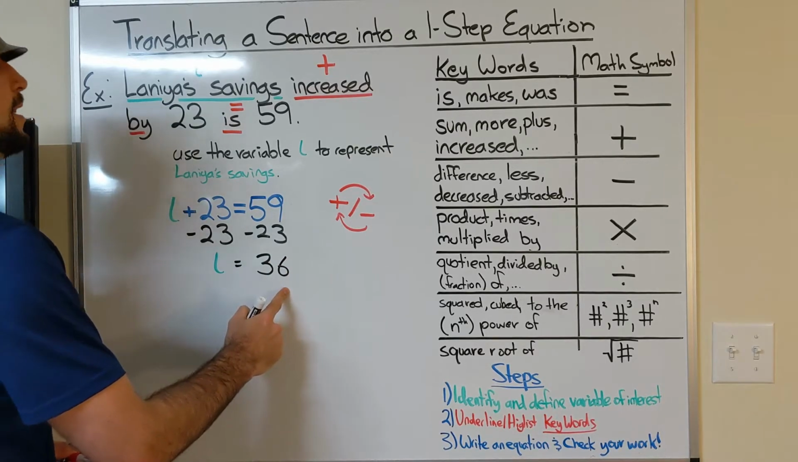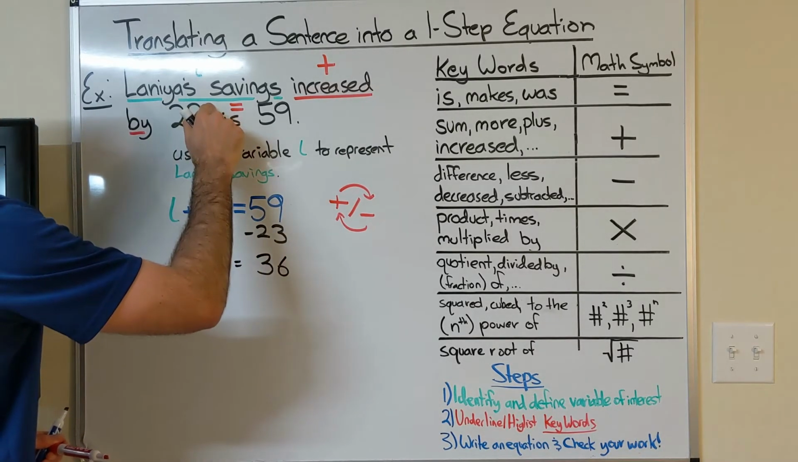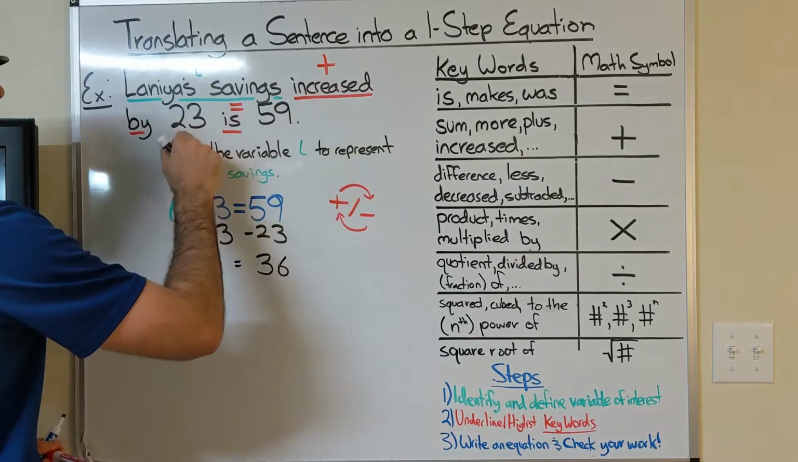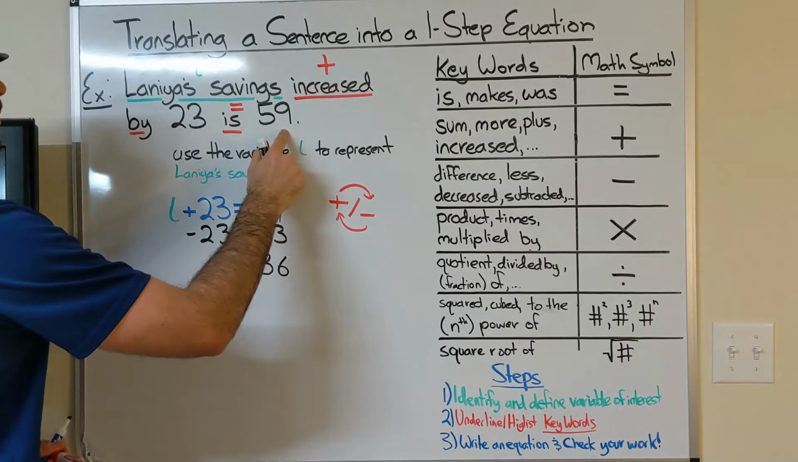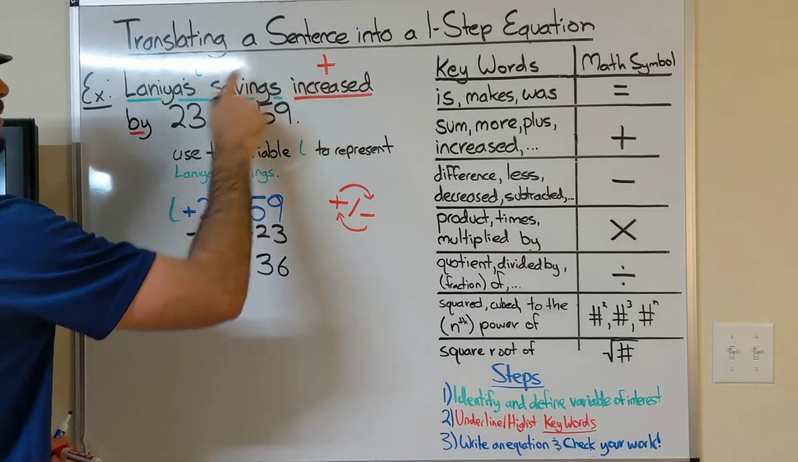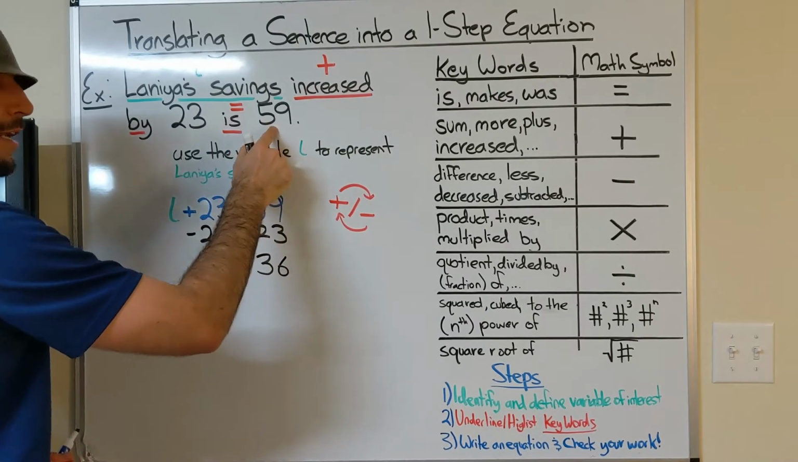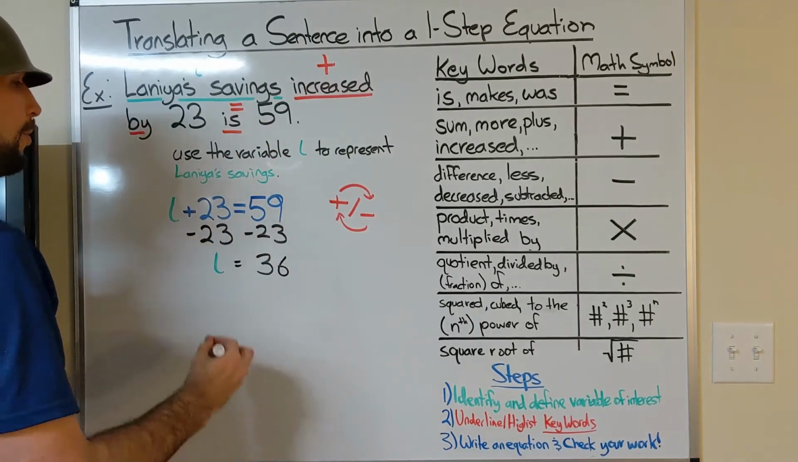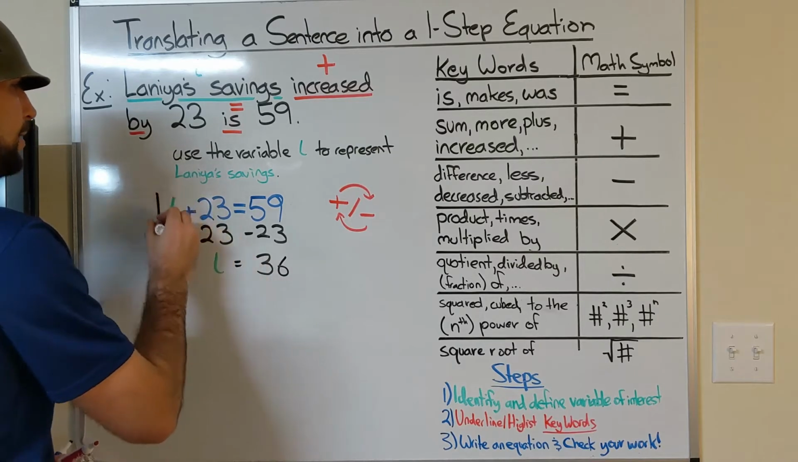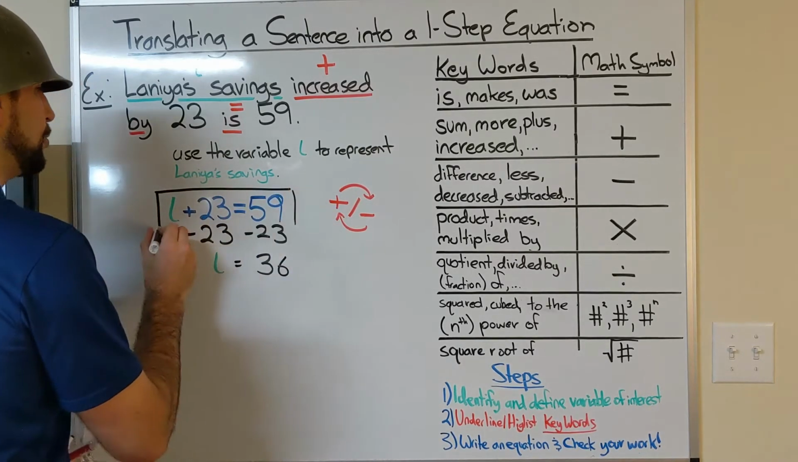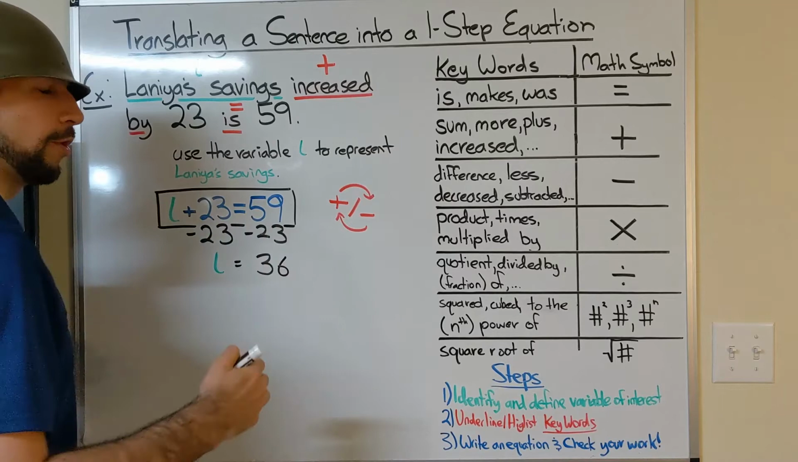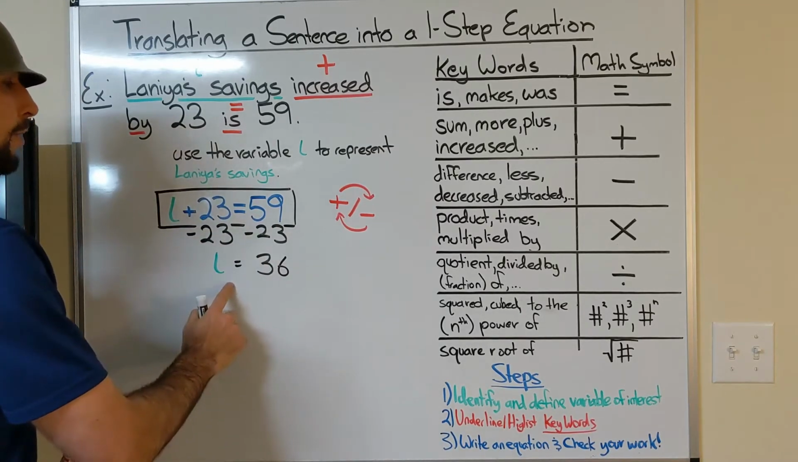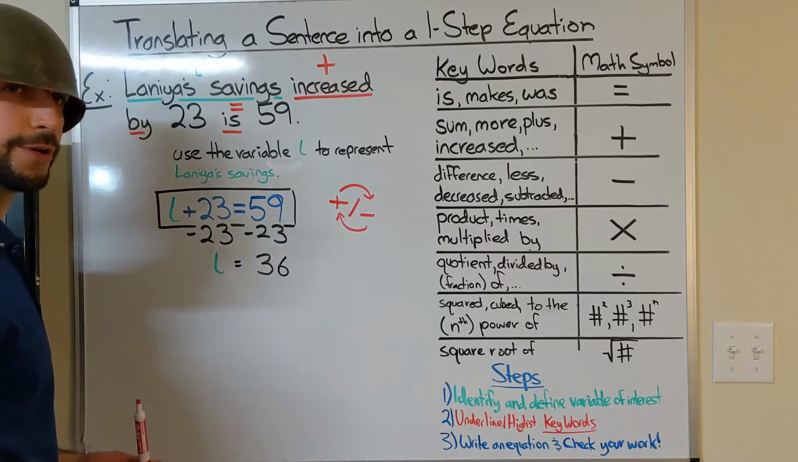Let's see if that makes sense in the problem. Is $36 increased by 23, 59? Well, 36 plus 23 is indeed 59. So we've solved our problem correctly. And we know that this is the equation that represents our word problem. If they'd asked for the solution, L would be equal to 36.